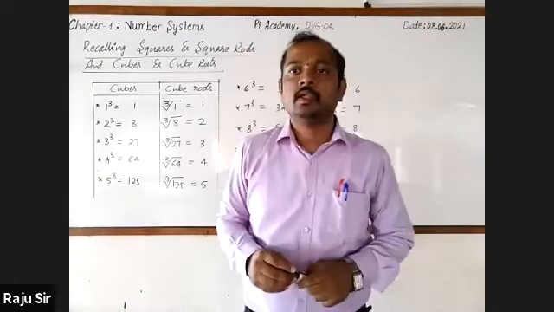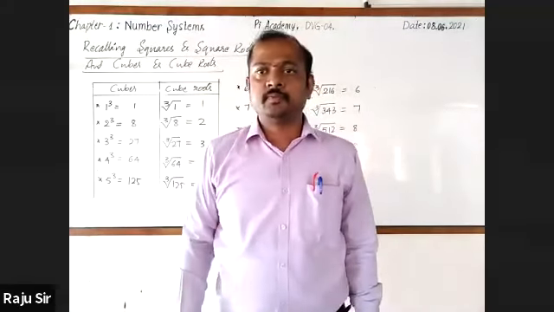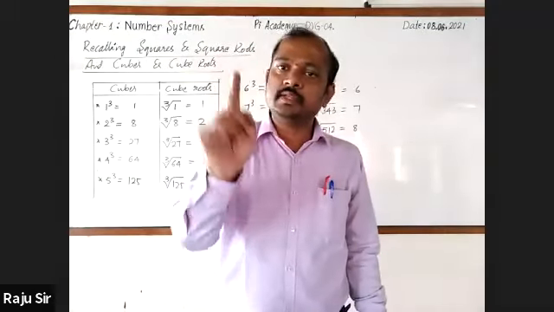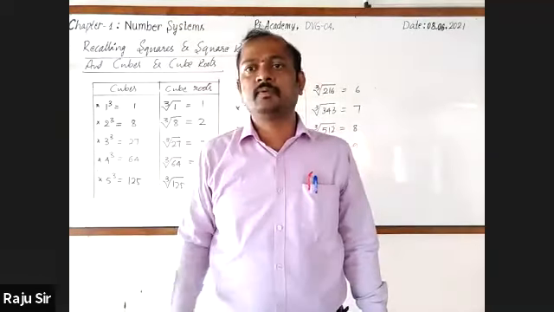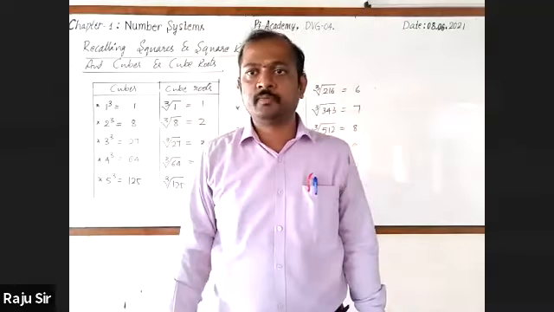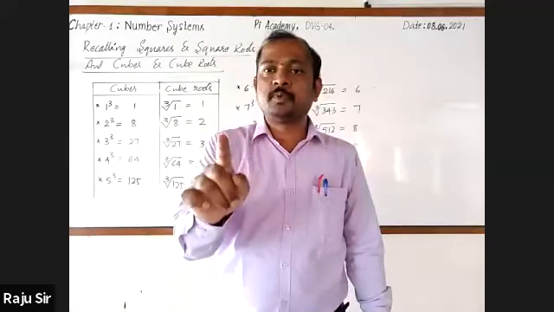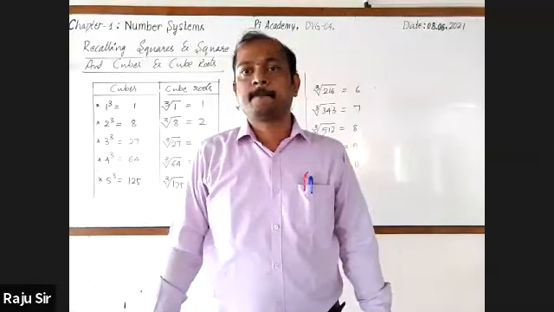Okay. Dear students, could you tell, is there a number whose square is the same as the number? 1. 1 square is 1. Cube is the same, again 1. Could you tell the number which is both a perfect square and a perfect cube less than 10?